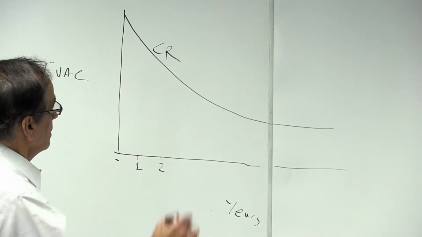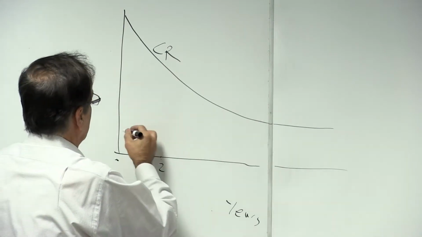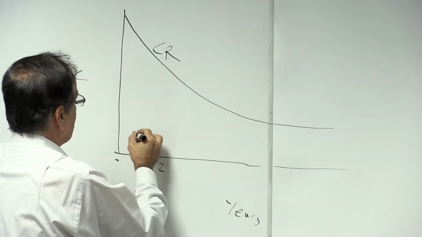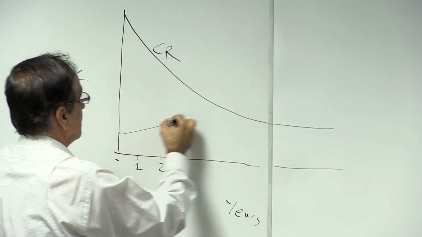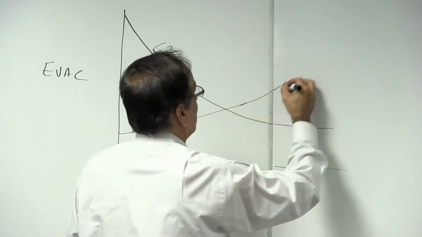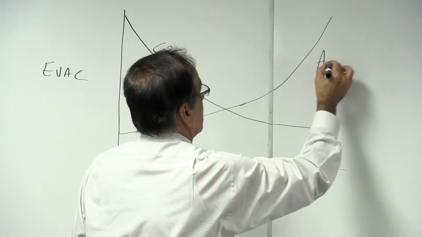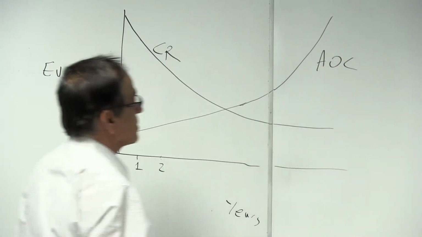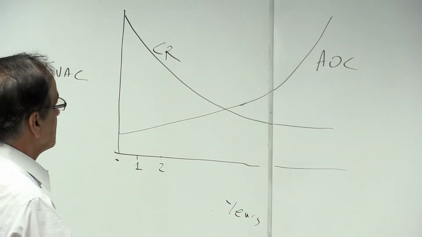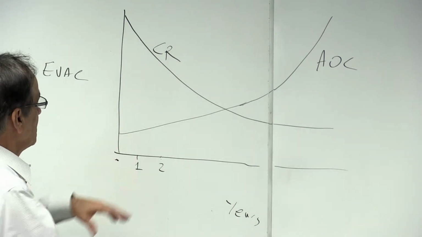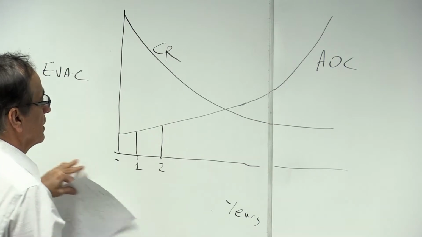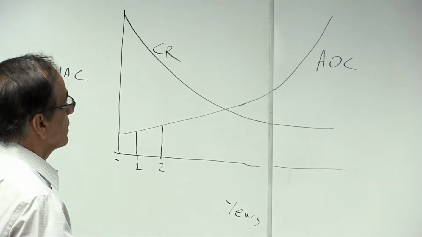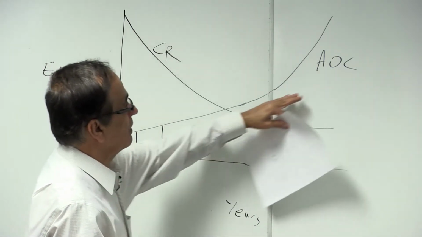Now, the next thing is the annual operating costs. For the first year, it's going to be the smallest, and then going to go higher. So it's going to be a curve like this one. We call it AOC, the annual operating costs. So as you can see here, when your equipment is 1 year old, the cost is going to be lower, and then when you go 2 years, it's going to get higher and higher. So that's basically what we call the annual operating cost.